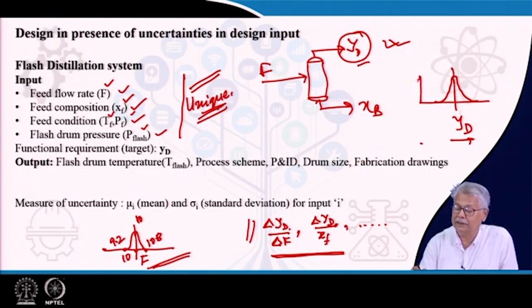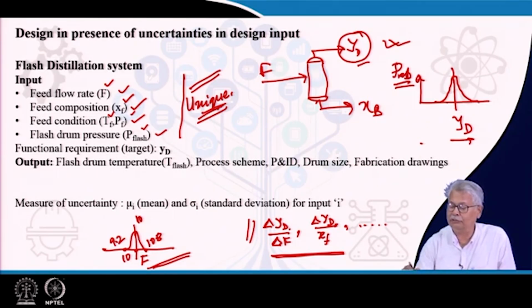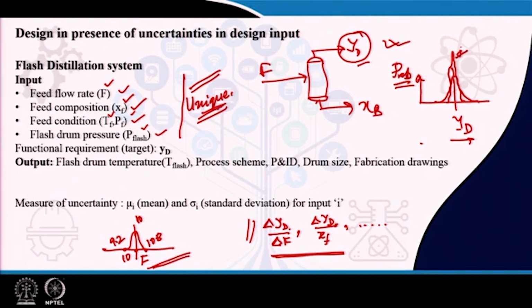This basically is the frequency, or rather the probability of variation of YD, and quite naturally, if you have a probability distribution of YD because of the variations of these inputs like this, or if you have another where it is much steeper, this simply shows that this is a much more stable design. That means the design output is not affected by the input changes.